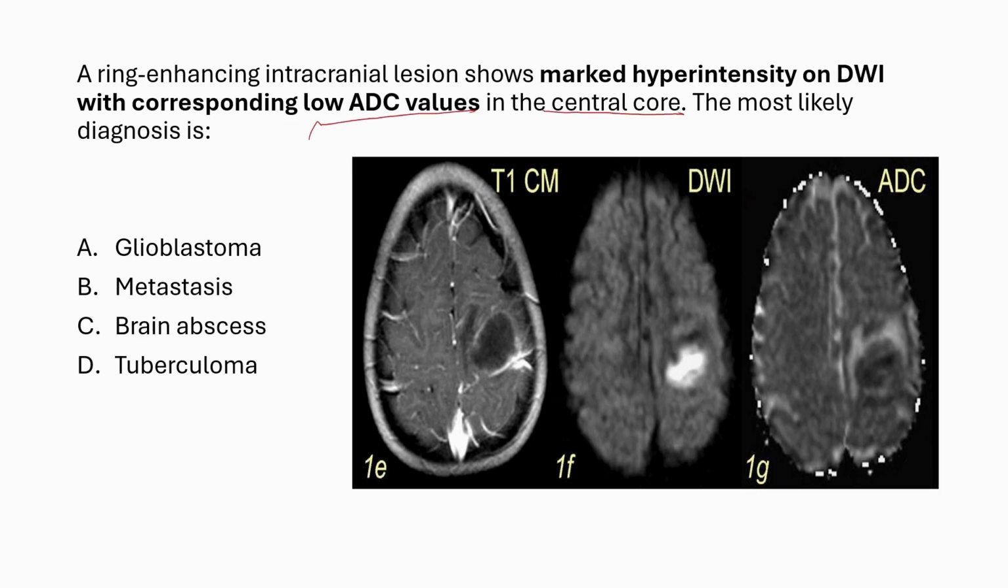So we can see in this image this is a ring enhancing lesion, this is the DWI showing bright or hyperintensity, and this one is the ADC image showing a dark central area. This is the dark central area, or low ADC value in the core. So this is the diagnostic image, and this suggests that this is a brain abscess. Why is this a brain abscess? Because brain abscess shows true diffusion restriction due to the viscous pus, inflammatory cells and debris in the central core area of the lesion.